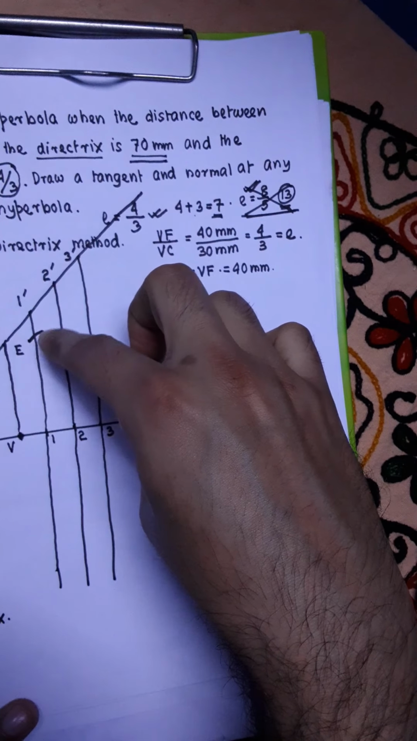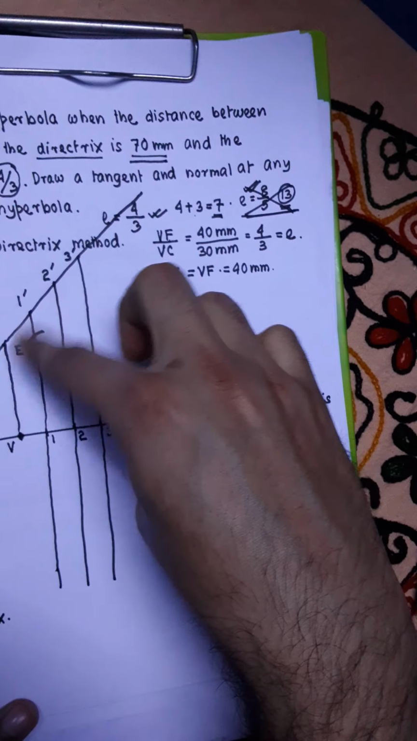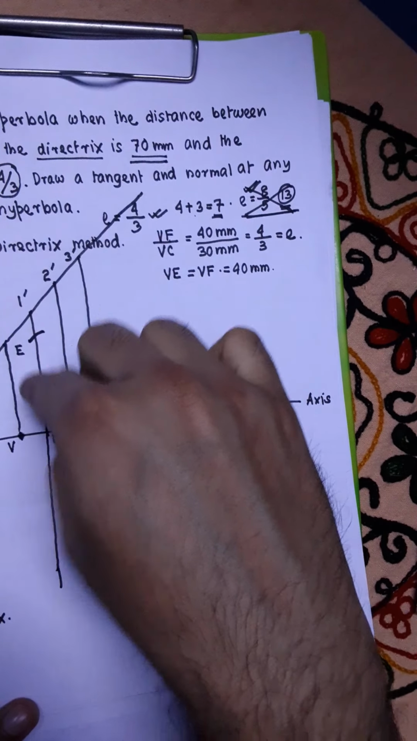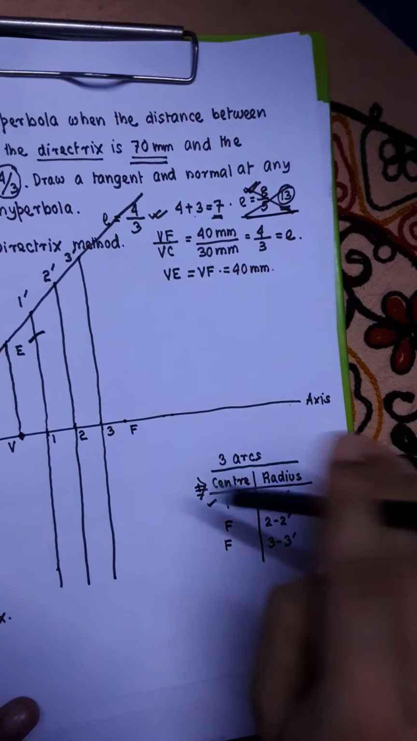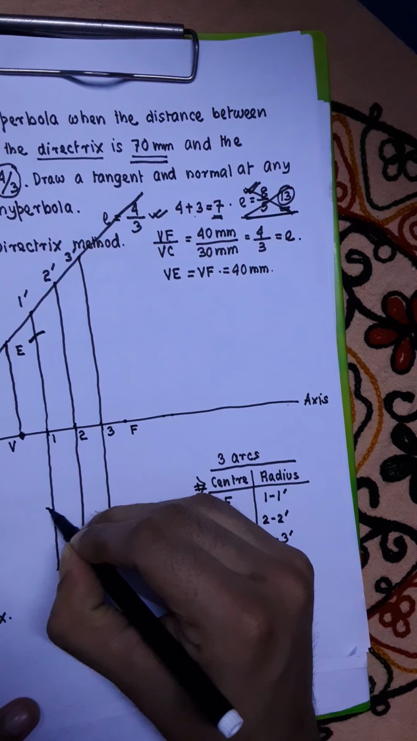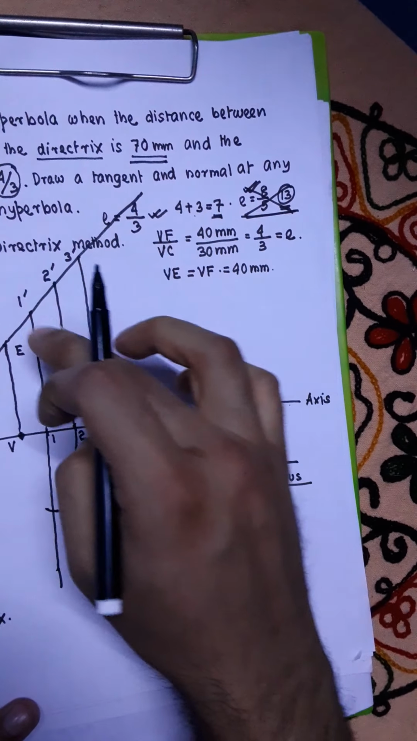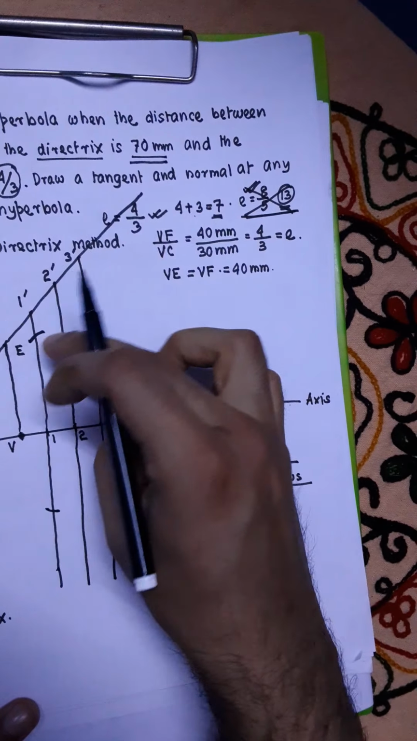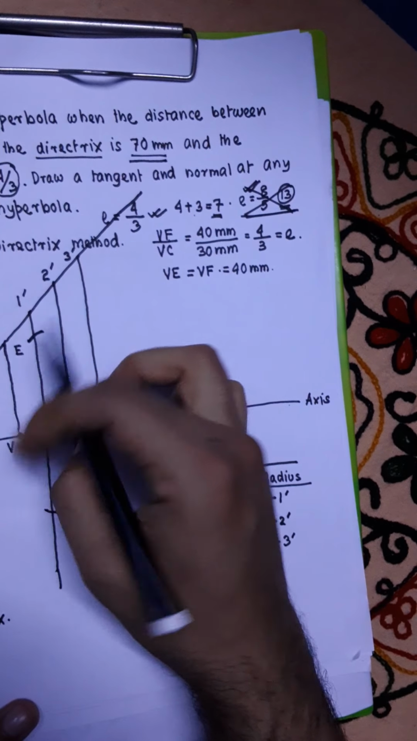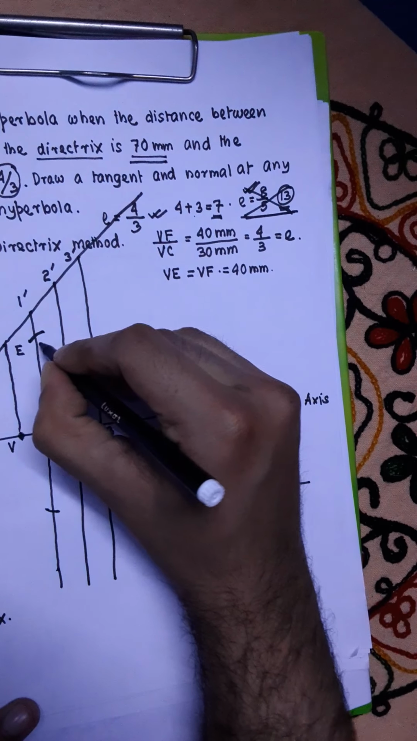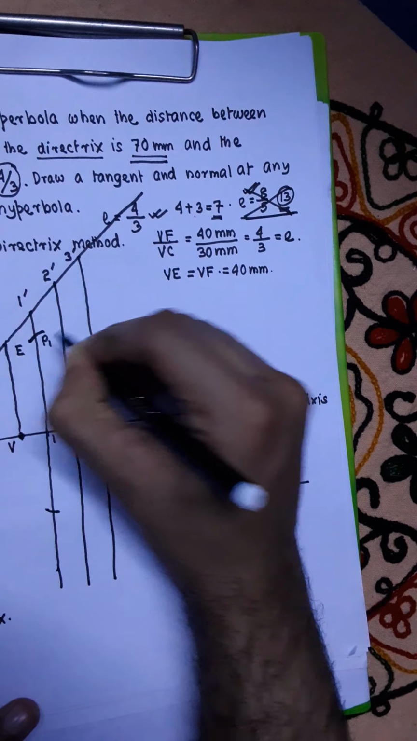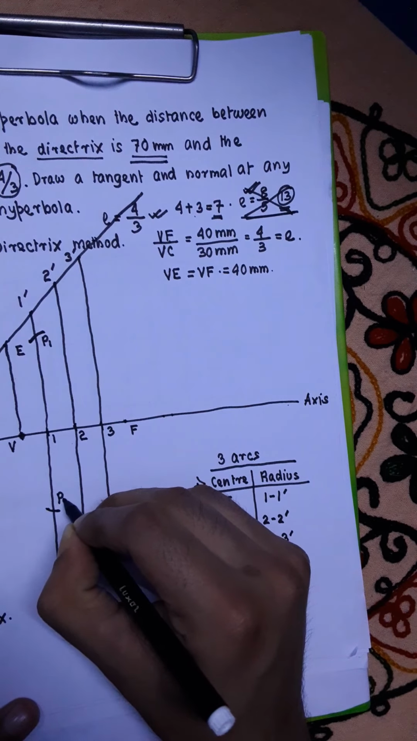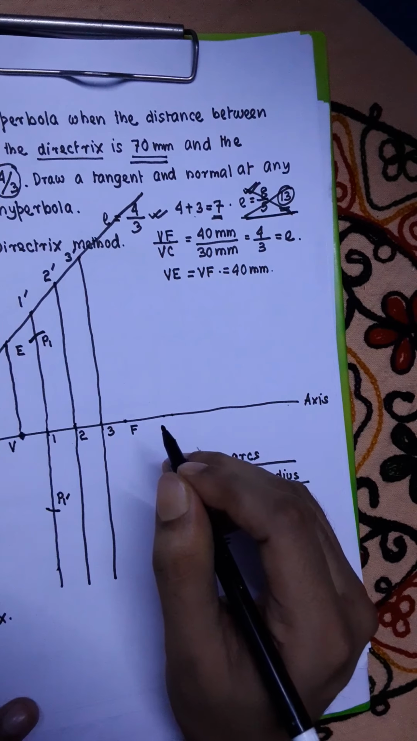And just take note where the arc cuts the line 1 dashed on this side of the axis and on this side of the axis. The arc will cut the line 1 dashed at 2 points, one on this side of the axis and another on this side of the axis. You have to note both these points. This point you call as P1 and this point you call as P1 dashed.